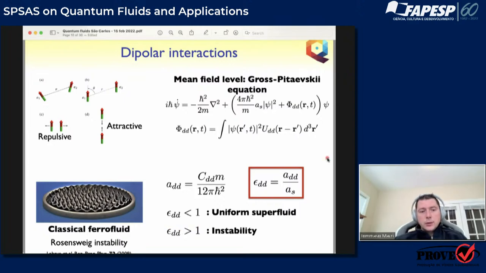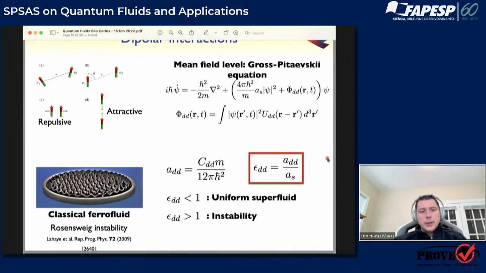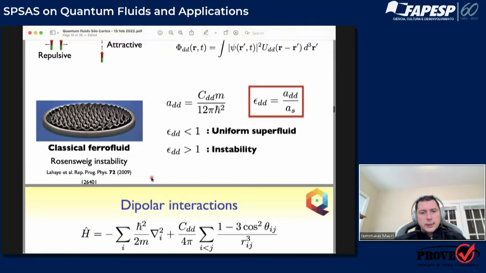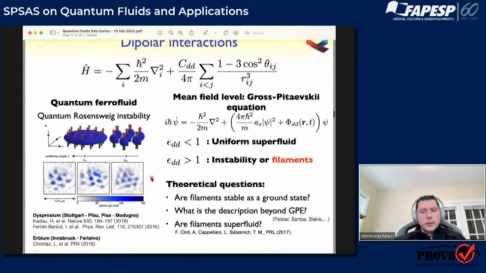Fortunately, this is not really the end of the story, because we know that already for classical systems, for strong dipolar interactions, the instability that I was mentioning sometimes leads to interesting pattern formation. Now, it is nice to see that similar physics occurs also at the quantum level, where this instability indeed leads, either in 2D or in 1D, to the formation of droplet structures that were recently observed both with dysprosium and erbium in different labs.